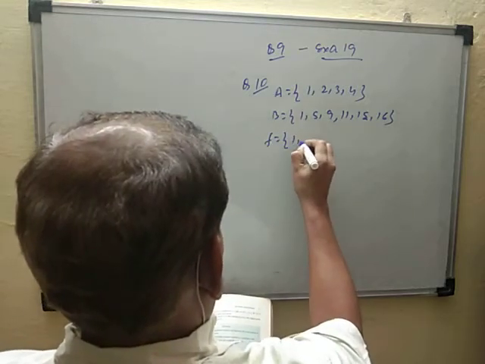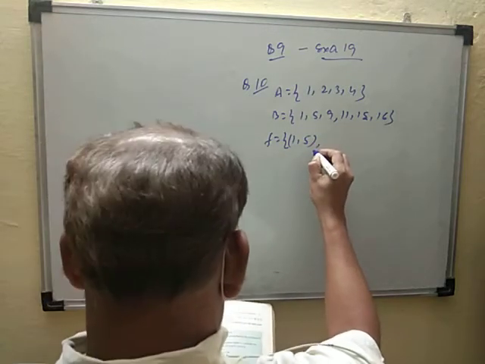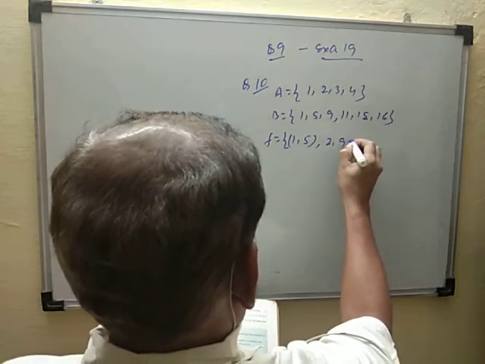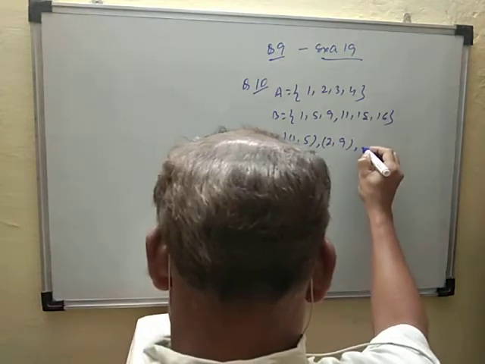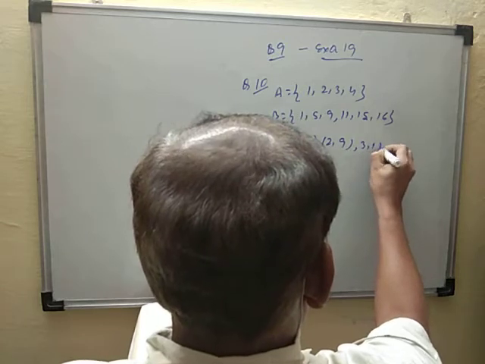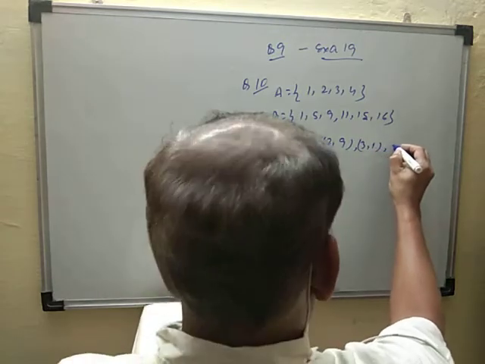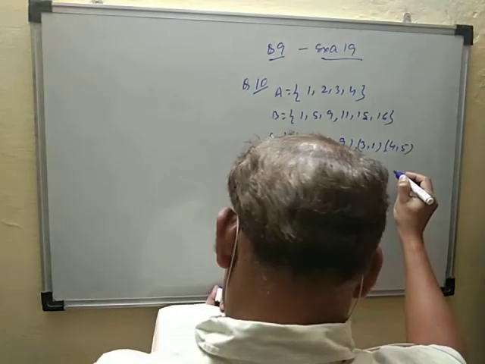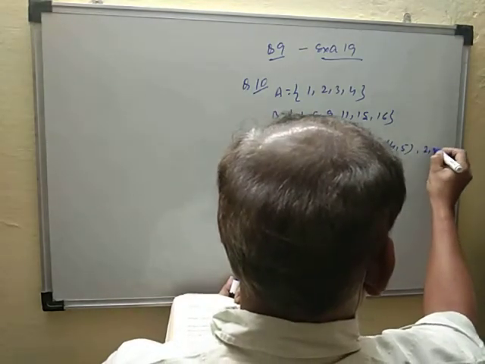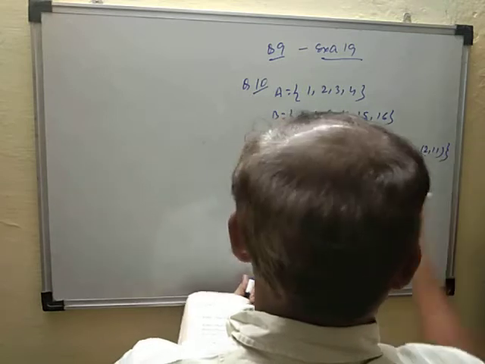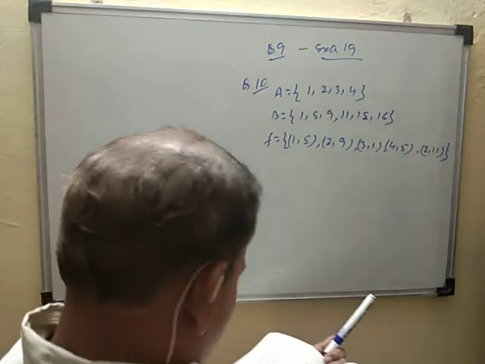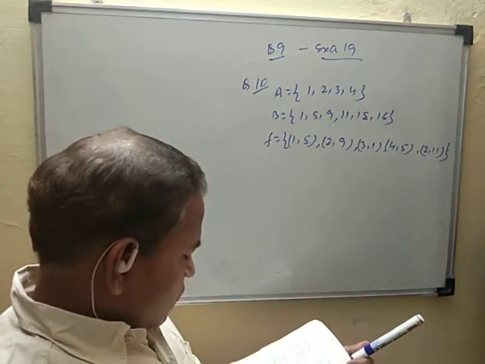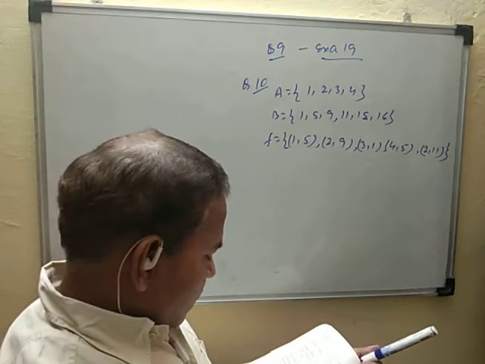And F is given as {(1,5), (2,9), (3,1), (4,5), (2,11)}. Are the following true? F is a relation from A to B.